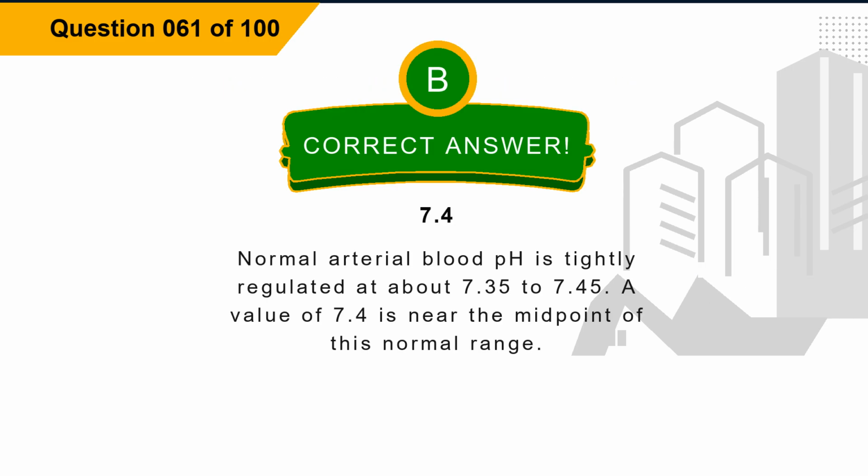Explanation. Normal arterial blood pH is tightly regulated at about 7.35 to 7.45. A value of 7.4 is near the midpoint of this normal range.